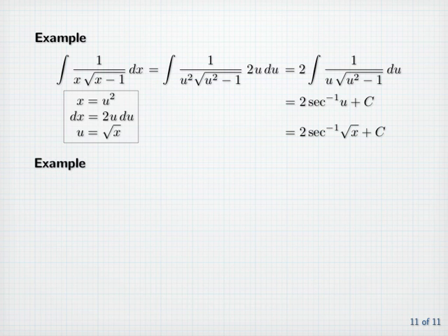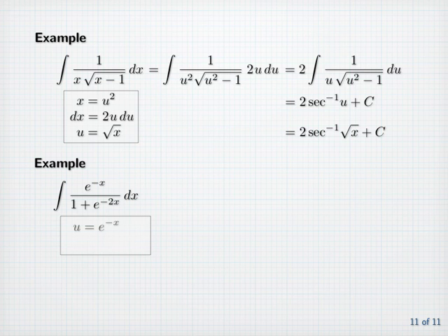One more example. Let's find the indefinite integral of e to the minus x divided by 1 plus e to the minus 2x dx. Now notice that e to the minus 2x is the square of e to the minus x. So let's make the substitution u equals e to the minus x. That makes du equal minus e to the minus x dx.